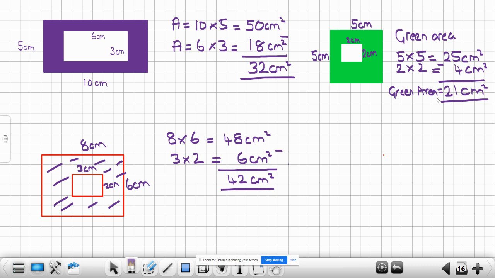That's how you work out the borders to rectangular shapes. And that's the end of this video.